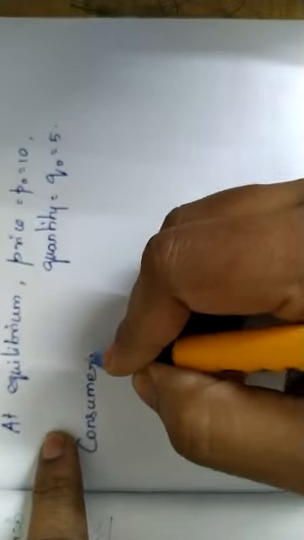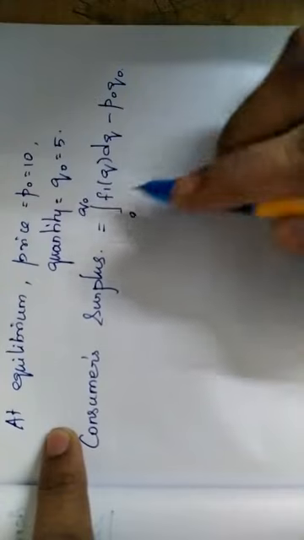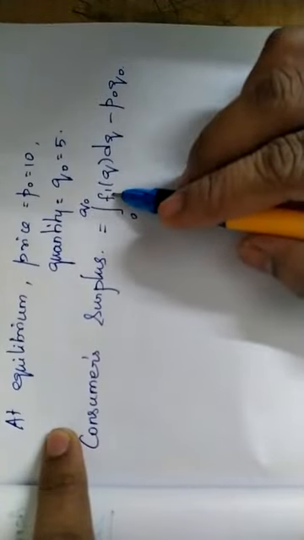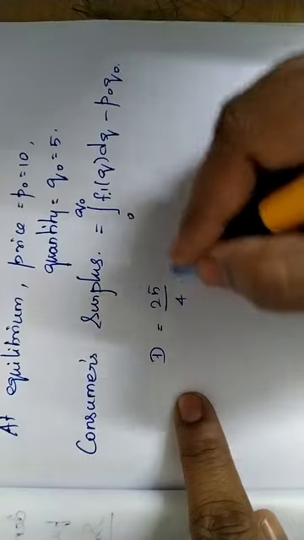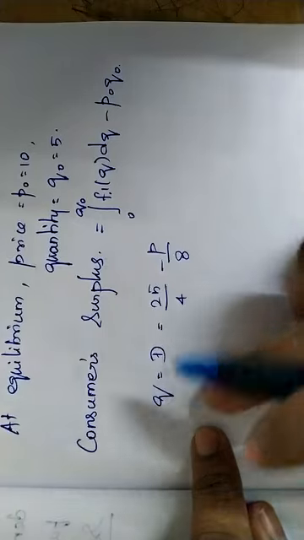Consumer surplus. The formula for finding consumer surplus is the integral from 0 to Q naught of F1 of Q dQ minus P naught Q naught, where this F1 of Q is nothing but the demand function which is given in the question. In the question they have given D as 25 by 4 minus P by 8. This is also called Q, both are same.